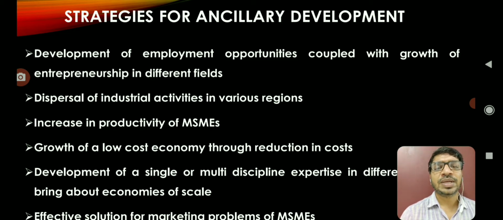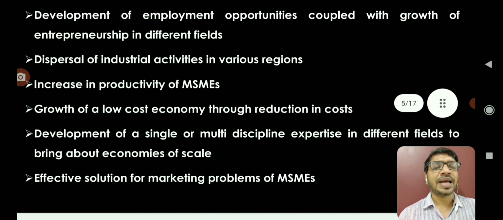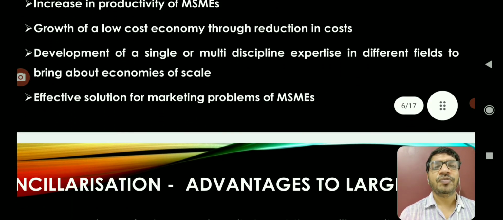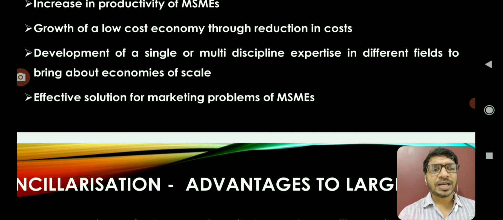And next one is development of single or multidiscipline expertise in different fields to bring about economies of scale. So when one company is completely focused on one particular component, it will get expertise in that, so that cost reduction and economies of scale are possible through a huge production of only a single unit or a limited number of components.